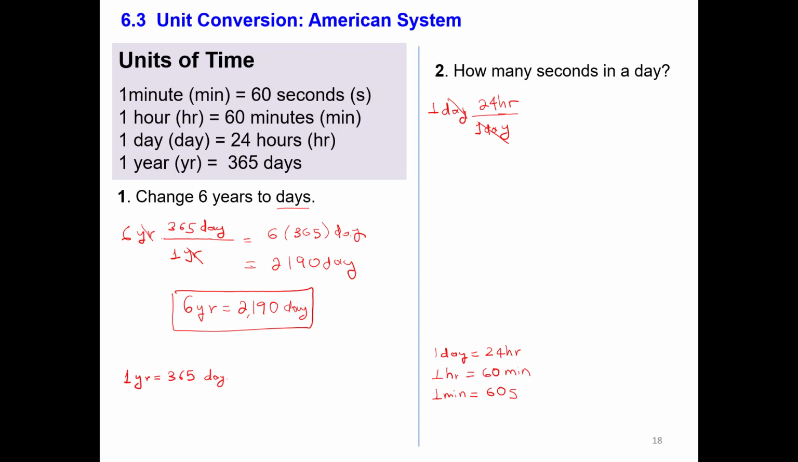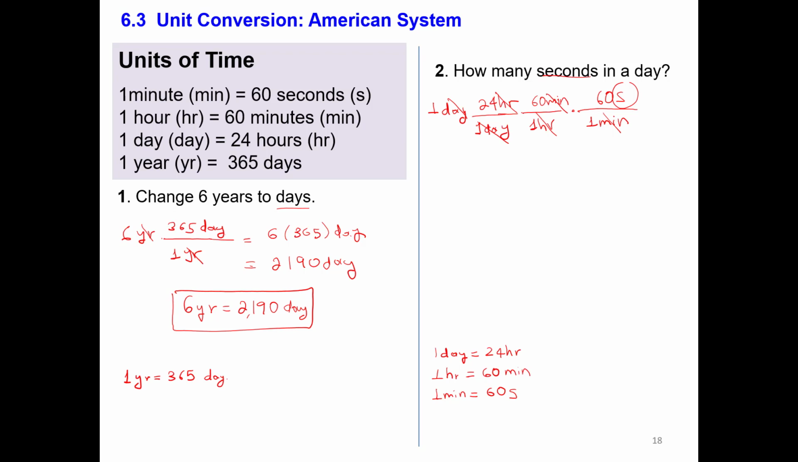Now we need to convert into minutes, because this is the conversion factor we have. So 1 hour is 60 minutes. Hours cancel out because it's the unit we don't want, but we want seconds. Then we need to use the next conversion factor: 1 minute equals 60 seconds. We need to write minutes in the denominator, because it's the only way we can cancel out these 2 minutes. And finally, we have seconds, the unit we want.